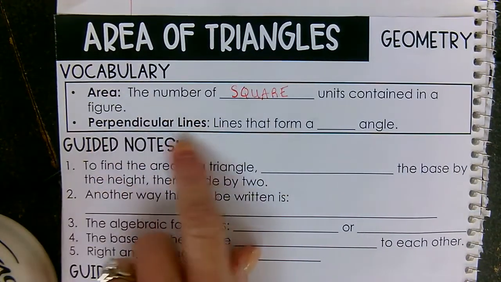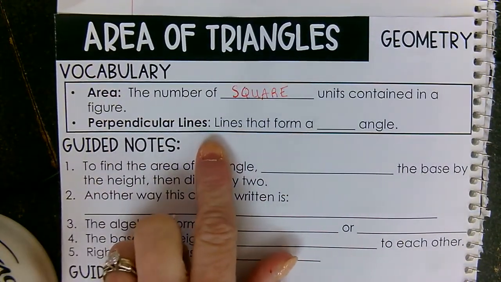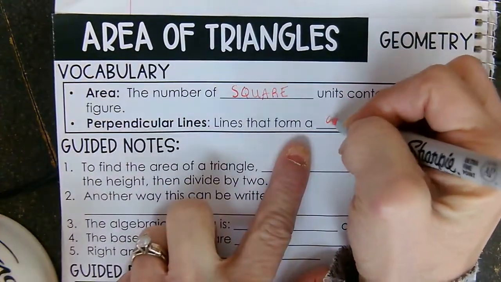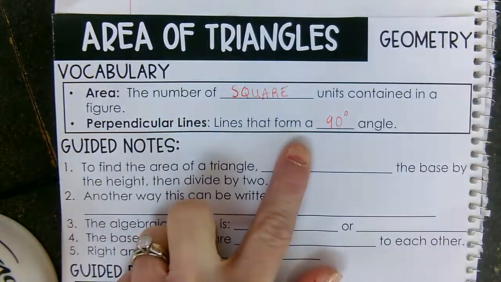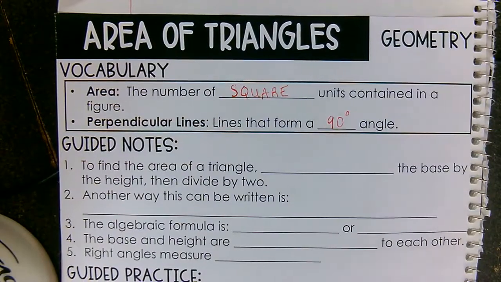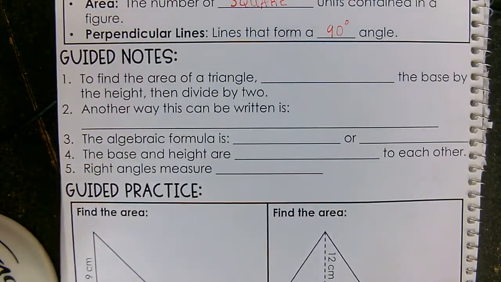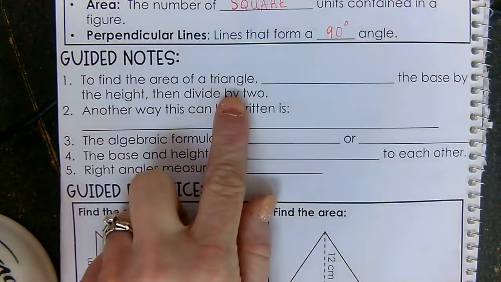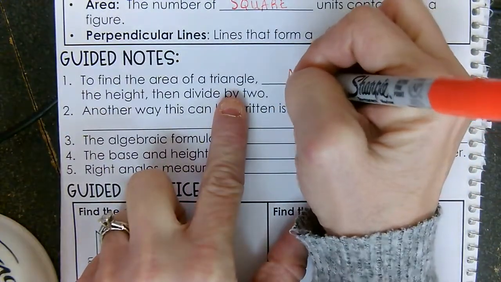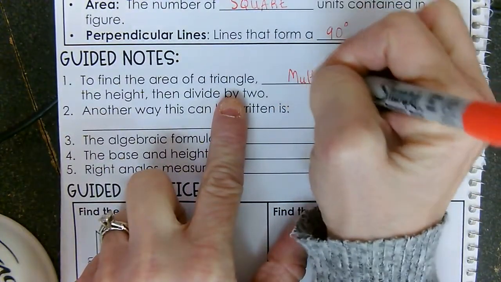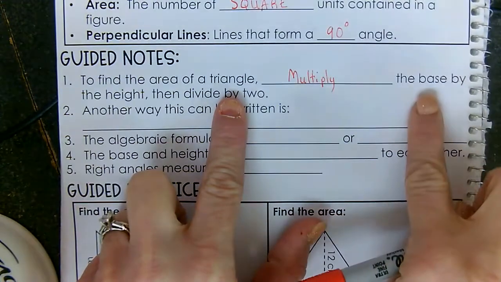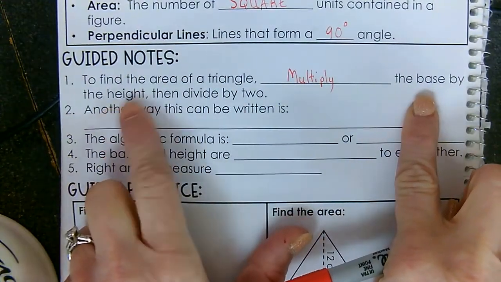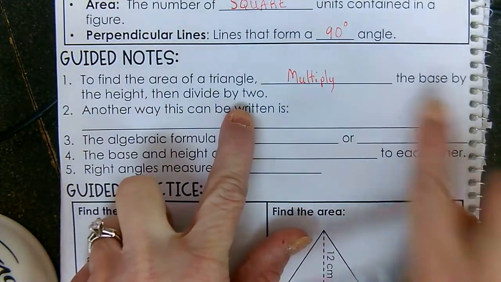The next definition is perpendicular lines, and those are lines that form a 90-degree angle. Now let's look at some guided notes together. To find the area of a triangle, you would multiply the base by the height, then divide by 2.